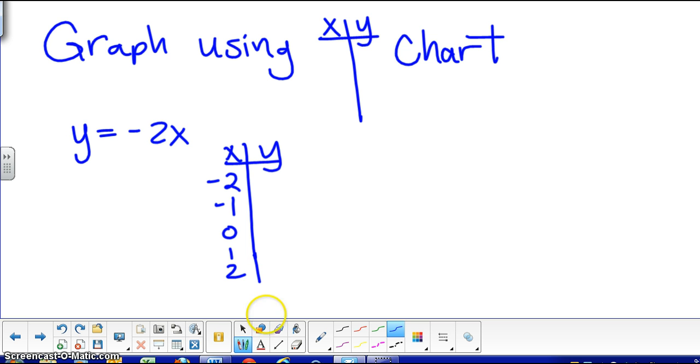And then when you plug the negative 2 in for x, you end up with a positive 4. If you take the negative 1 and plug it in for x, you're going to get a positive 2. And if you take the 0 and plug it in, you're going to get 0, and so on.